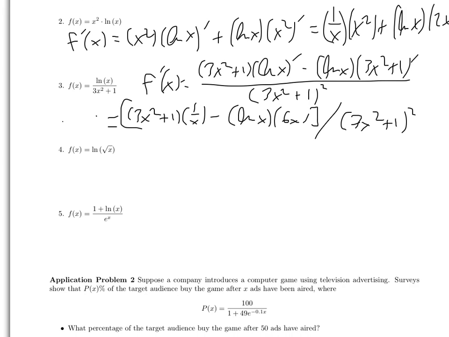Number 4 is just like number 1. The derivative is 1 over this thing that's inside the log times the derivative of that thing. To do this, I need to write that as x to the 1/2 power, and then the derivative will be 1/2 x to the minus 1/2 power. But if I rewrite that back in terms of square roots, something kind of nice happens with simplification here.